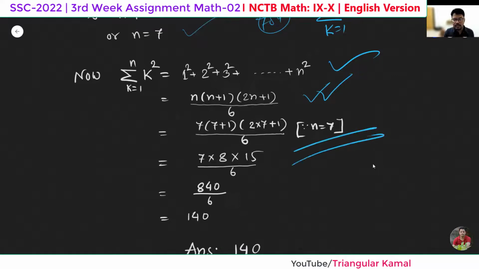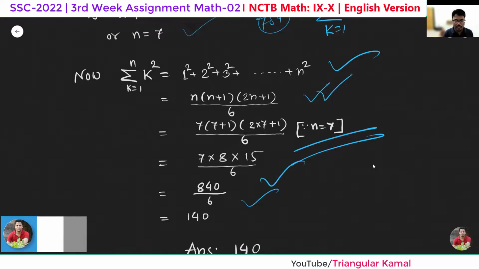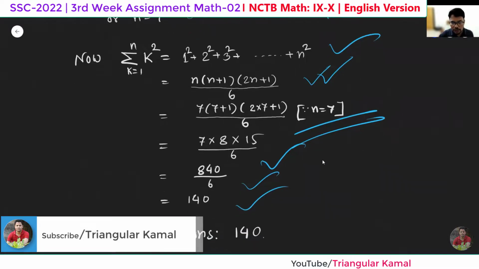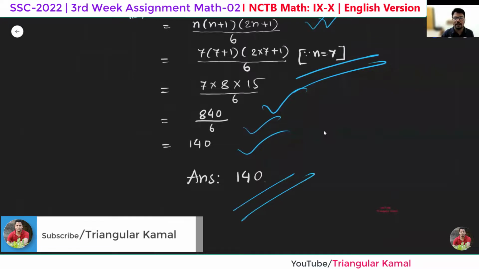In the first part, we know the value of n is 7. Putting the value of n, n plus 1 is 8, 2n plus 1 is 7 multiplied by 2 is 14, plus 1 is 15. Now 7 times 8 times 15 is 840, divided by 6, there will be 140. So according to our question requirement, this is our answer.